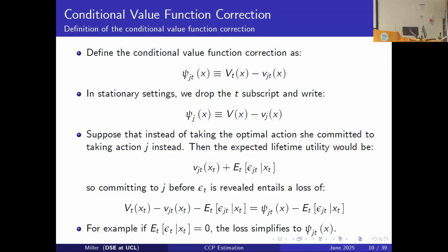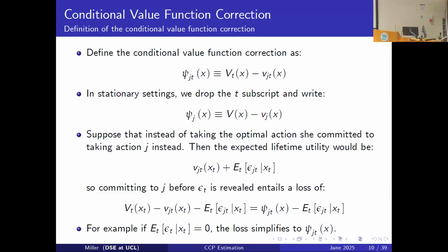The difference between those two is, well, the loss. By definition, it's just going to be equal to this correction factor minus the unconditional, if you like, it's conditioned on X but not on J, expectation of the epsilon_j. So if it was true, and that's not true in type 1 extreme value, but if we were dealing with a normal distribution, for example, this is equal to 0 and the loss simplifies to that.